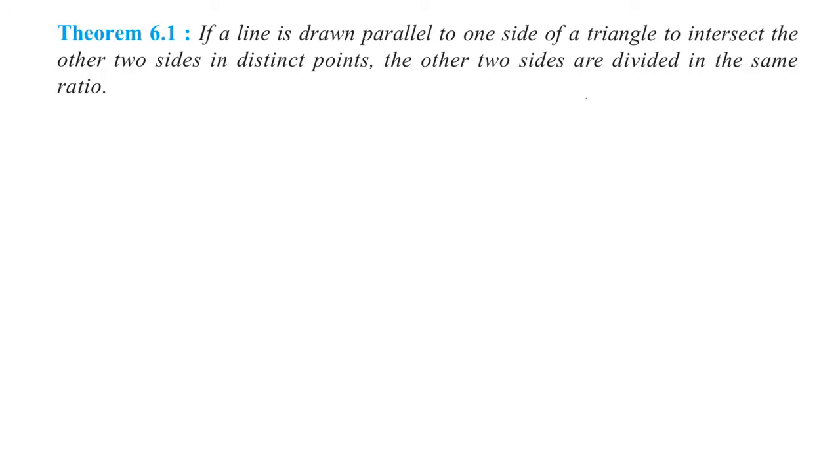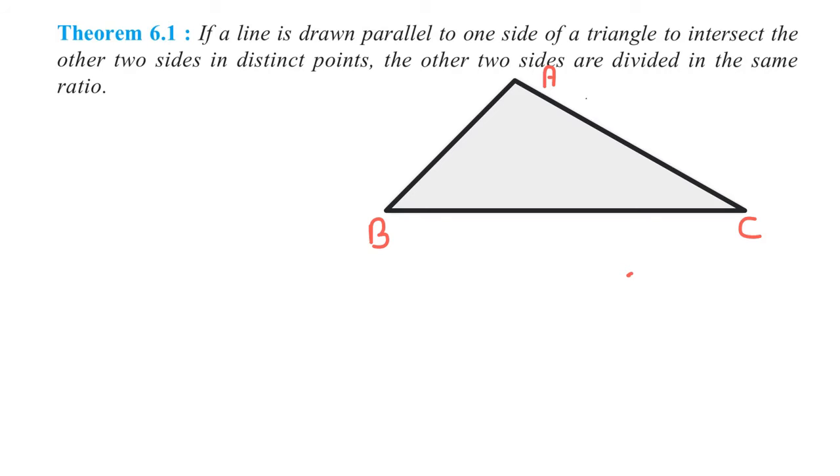Let's try to understand this theorem. If a line is drawn parallel to one side of a triangle to intersect the other two sides in distinct points, the other two sides are divided in the same ratio. So let's represent this whole theorem diagrammatically. So let's draw a diagram first. Let's draw a triangle. Let's build step by step. So this is a triangle. Let us label that as ABC.